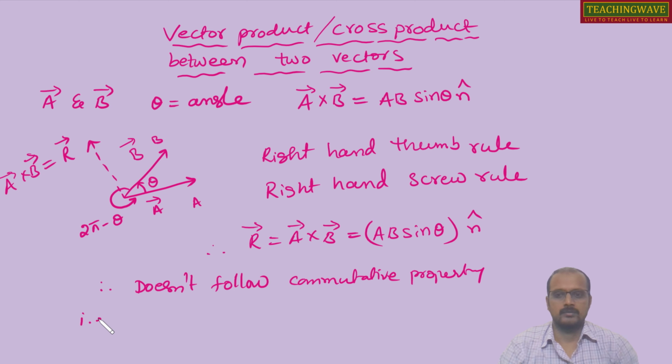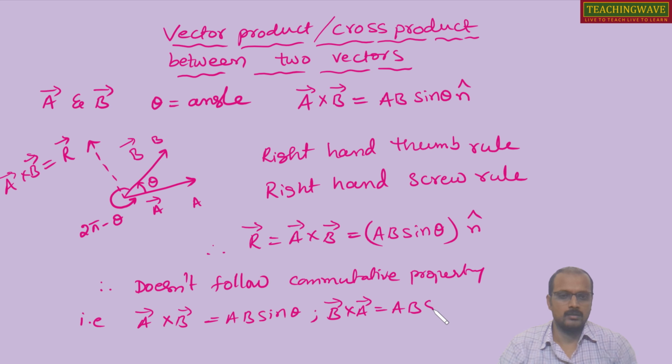That means A bar cross B bar is equivalent to AB sin theta. B bar cross A bar is equivalent to AB sin (2 pi minus theta), which gives that magnitude. N cap gives that perpendicular vector.